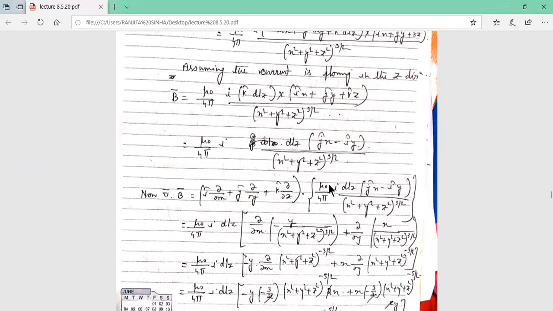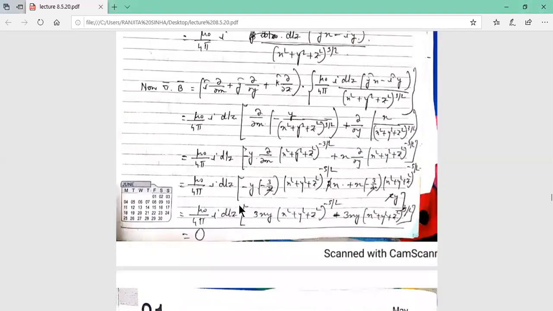Here i hat dot j hat, you know the value is 0. i hat dot i hat gives a value. Similarly j hat dot j hat gives a value, but j hat dot i hat is 0. And for the third one also. So simplifying and taking the differentiation, if you go through these steps, you will get the value 0. So this is mathematically calculated.